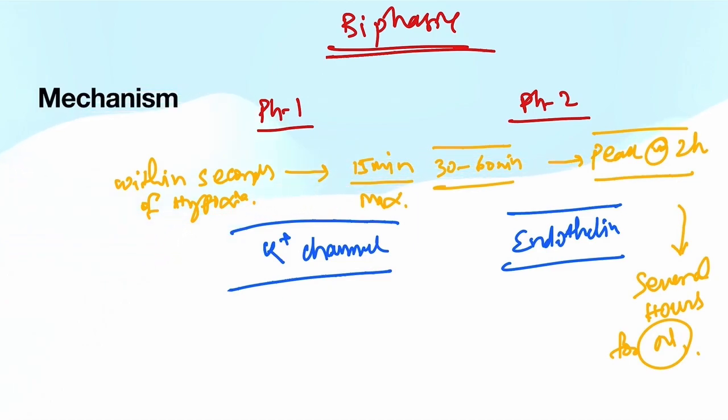Let me summarize it again. So it's a biphasic response, phase 1 and phase 2. Phase 1 gets activated within seconds of hypoxia and reaches a peak at around 15 minutes, right? After 30 to 60 minutes, it enters phase 2 and has a peak at around 2 hours, right? Phase 1 is potassium channel mediated and phase 2 is generally endothelin mediated. And after normoxia is achieved, it gets normalized only after several hours, not immediately, right?